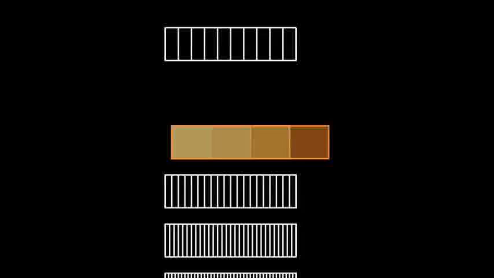So always remember, you can create equivalent fractions by multiplying the numerator and denominator by the same factor. This concept is very helpful when comparing fractions or solving problems that require common denominators.